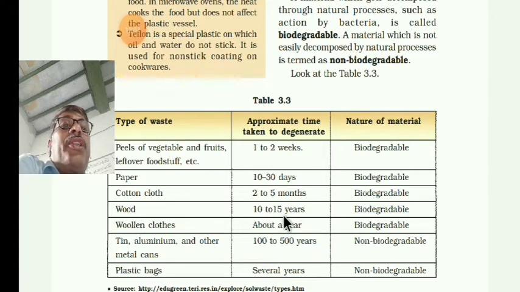Wood takes 10 to 15 years. Biodegradable. Woolen cloth takes about a year. Biodegradable. Tin, aluminum and other metal cans take 100 to 500 years, so non-biodegradable; they are not decomposed by microorganisms. Plastic bags: no time is mentioned, not given in any years. So non-biodegradable. See, these are all very harmful to the soil and the environment. Okay, so before throwing them away, you have to take care.